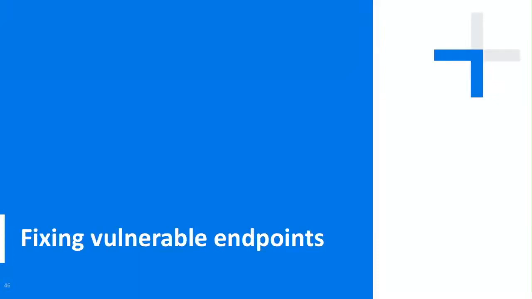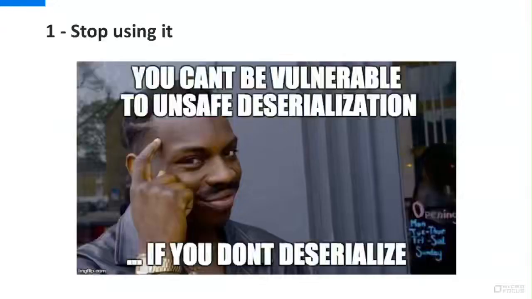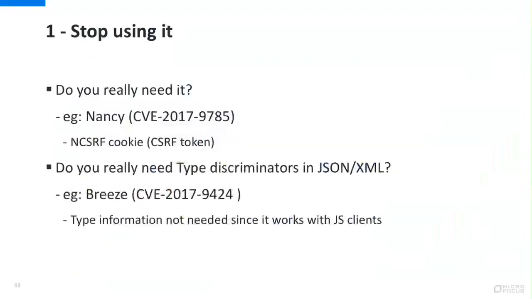Also, fixing vulnerable endpoints, right? So now you found that your application is vulnerable. How can you fix it? The first approach is, do you really need to serialize that data? This seems silly, but I found many applications that were using serialization for strings.